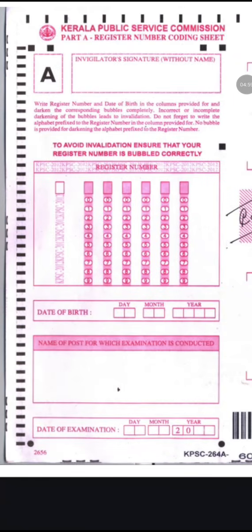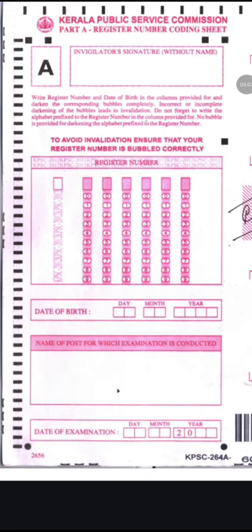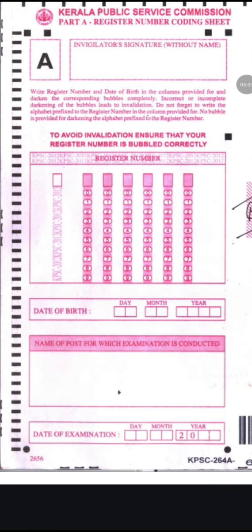Then you have to enter your register number. It will be given in your admit card. First there will be one alphabet and then there will be numbers. Everybody's register number will be different, isn't it? So that exact register number you have to enter from your admit card. Don't make a mistake. And bubble the circles given below accordingly.